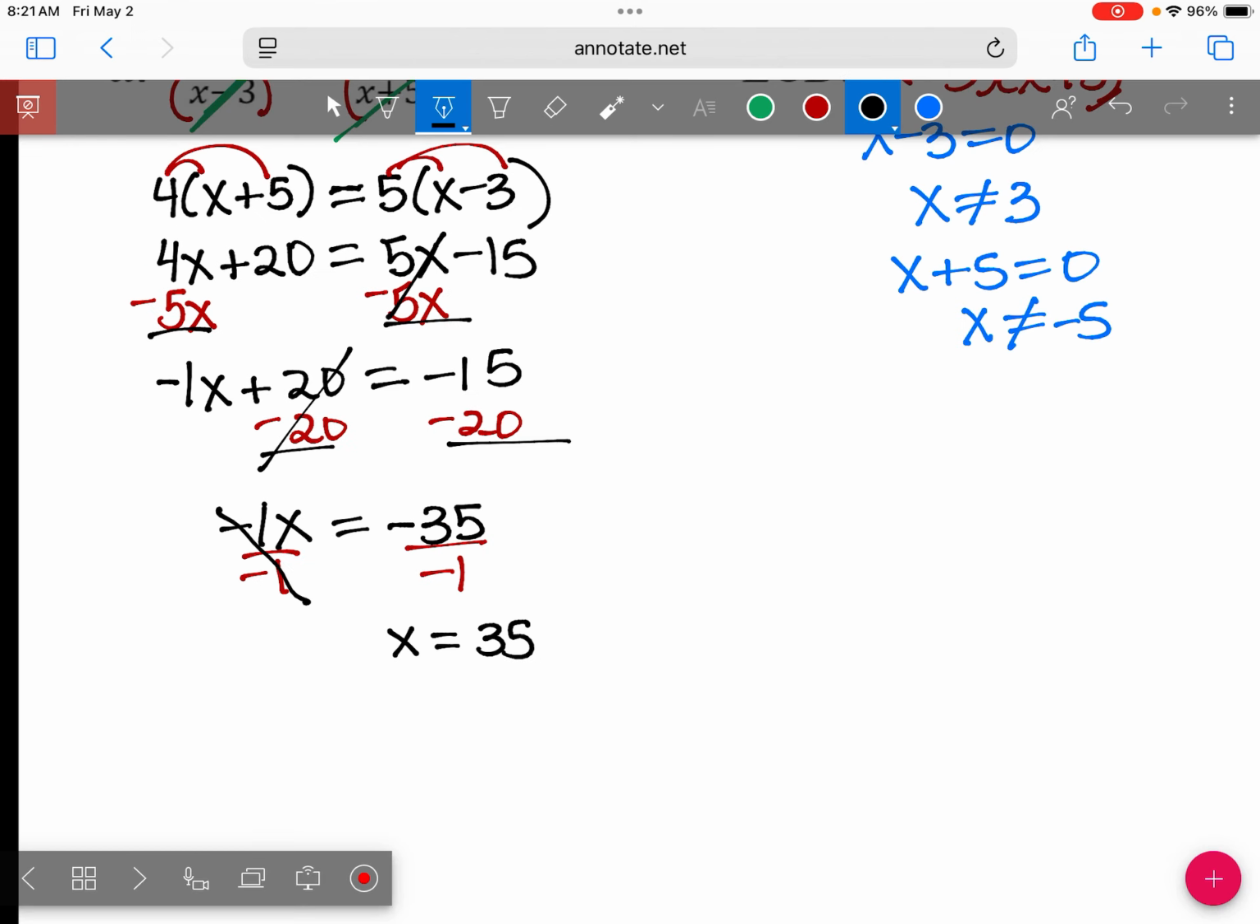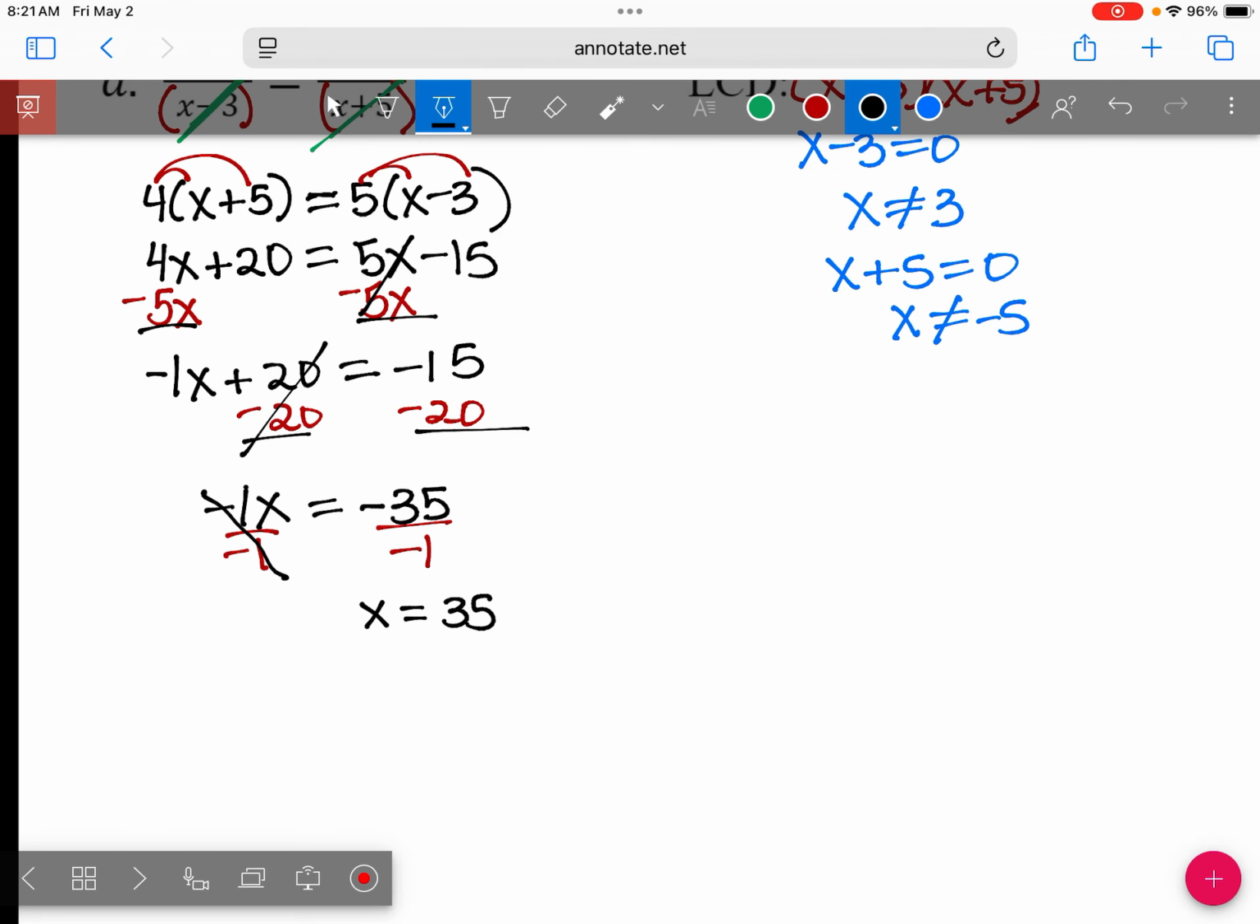So now that we have finished it out, did I get one of the answers that I said I couldn't use? Because remember, I said I couldn't use 3 and I couldn't use negative 5. But did I get that? No. So this would be my answer. And that's it.